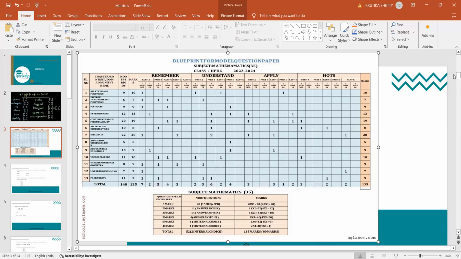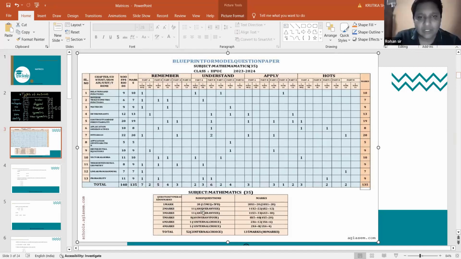And all these are 15 MCQ questions and 5 fill in the blank questions. Then for 2 marks, 11 questions are given and you need to answer 6 questions. Then for 3 marks, 11 questions will be given again to you. Out of that you need to answer 6. Okay, and then for 5 marks, 8 questions are given. You need to answer any 4. Then we have 6 marks and 4 marks. So altogether 52 questions will be given to you, and the total weightage will be 135.